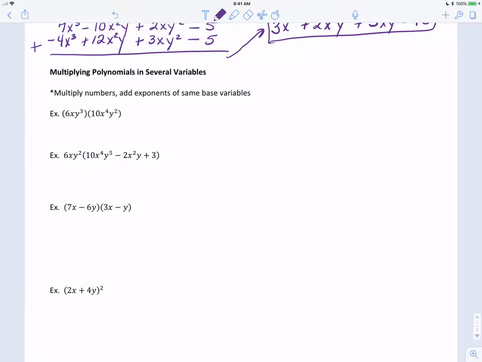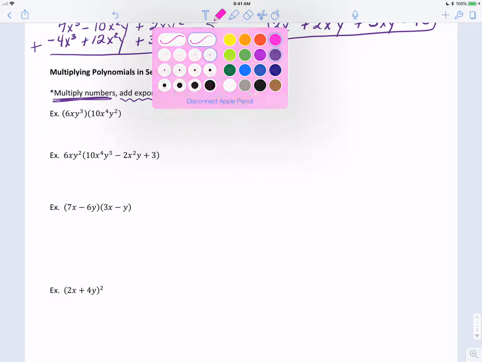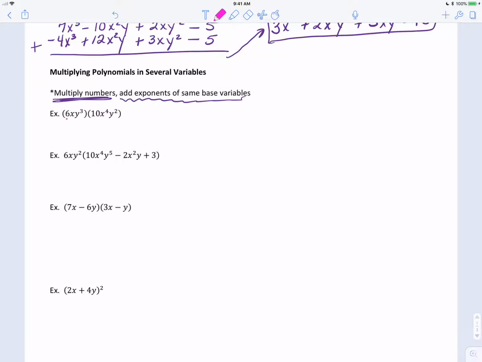All right, so then let's talk about multiplying these variables. Remember, we multiply the numbers, but in multiplication, we add the exponents of the same bases. That's the product rule of exponents: we add those exponents together. So let's take it one step at a time. We're just going to go down the line.